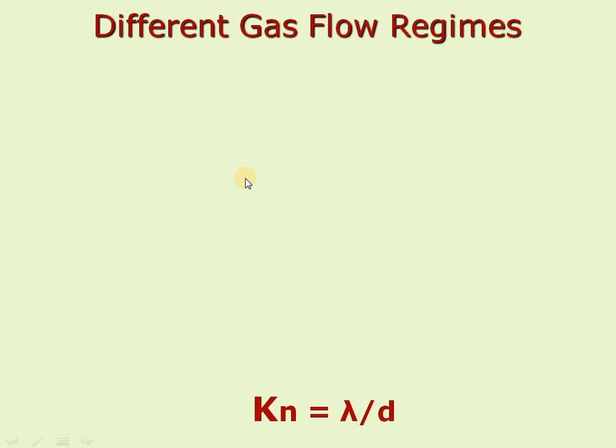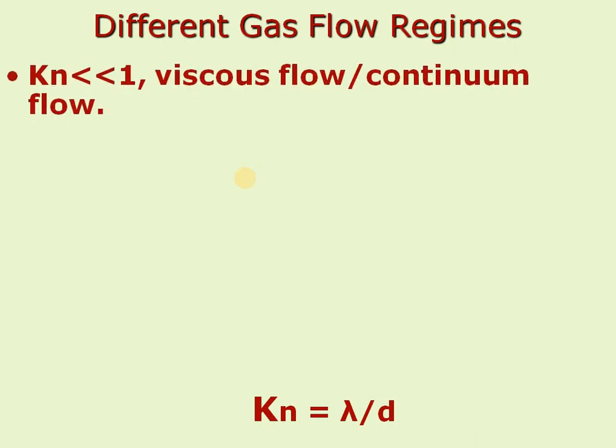There are different gas flow regimes. The first one is when the Knudsen number is much less than 1. Then we call such a gas flow viscous flow or continuum flow. That means whenever the Knudsen number is much less than 1, gas is flowing like a liquid, like a fluid, or like water flow, where friction is very important and viscosity is very relevant. It is continuous flow, which is why we call it continuum flow.